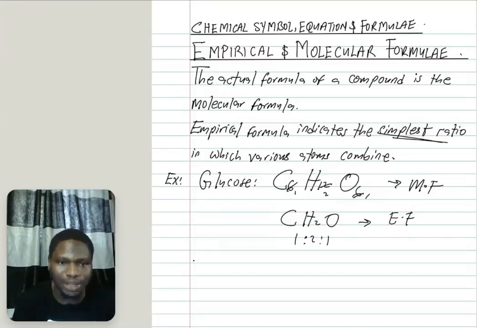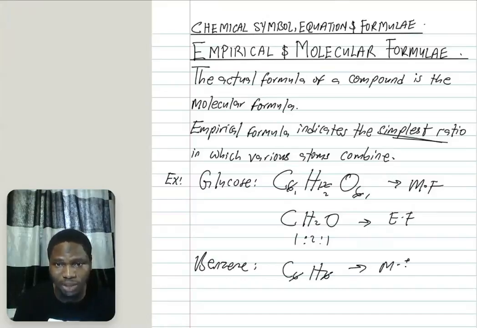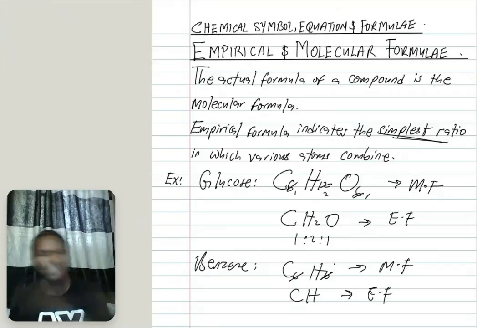Again, if I have benzene, it is C6H6. If you observe, 6 can go in both of them. This is the molecular formula, you know that. So the empirical formula is CH. That's the simplest ratio at which they combine. That is, we divide through.